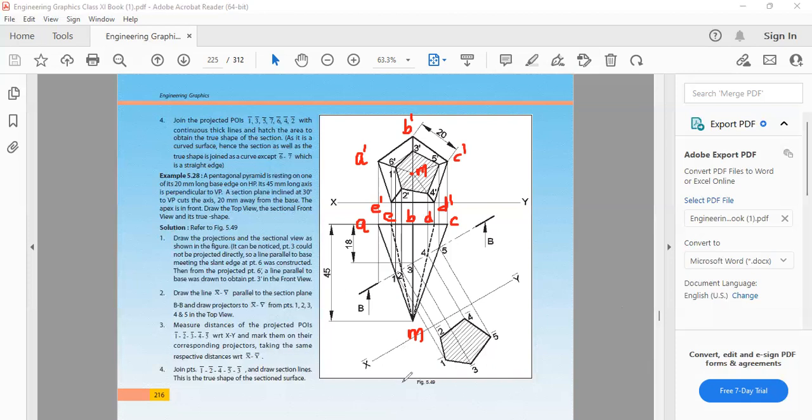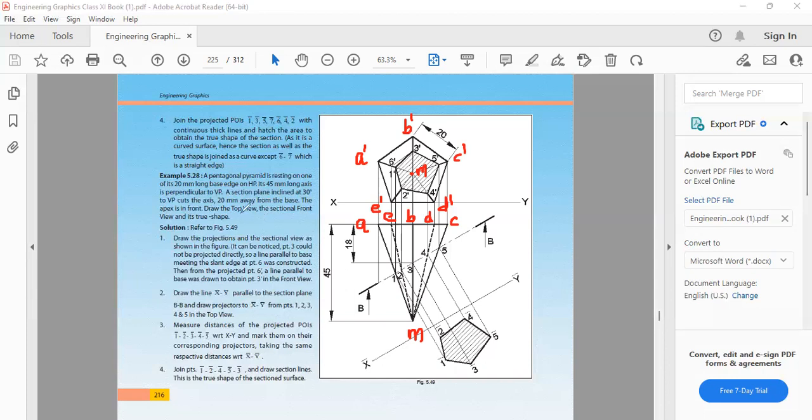Completed? Over? Yes, sir. Done, sir. Okay, then draw the cutting plane.